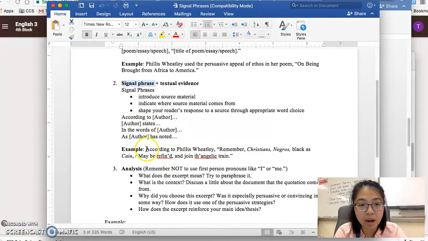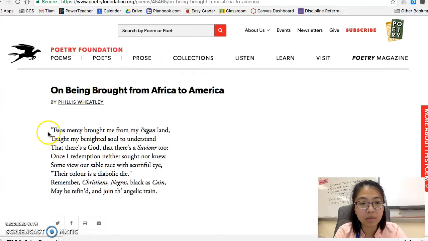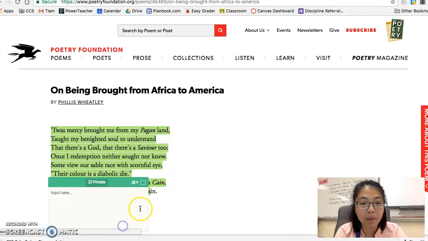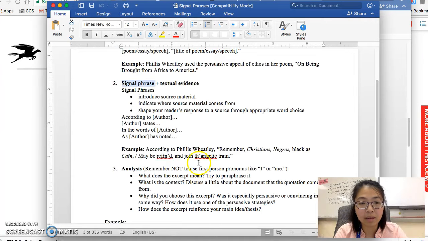So for me, I wrote, according to Phillis Wheatley, remember Christians, Negroes, black as Cain, may be refined and join the angelic train. And just to let you know, I am using a different source from you, and it is this poem written by Phillis Wheatley. Very, very short poem, and I chose this particular line at the bottom, the last 2 lines, the last couplet in the poem. Just copied and pasted that, and that's my text evidence.